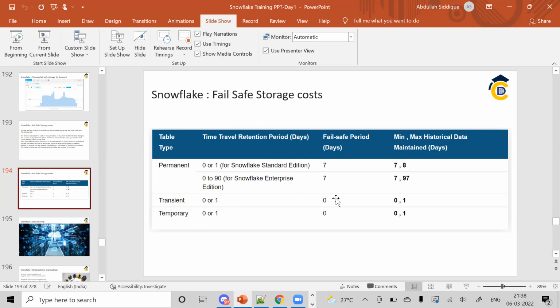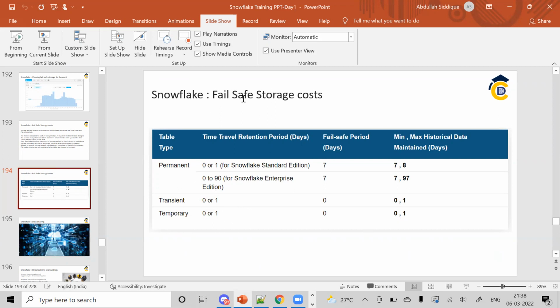Okay. And fail-safe, that is after your time travel retention period is over. For permanent tables, it is 7 days for both the editions. But for temporary and transient, there is no way you're going to recover your data at all after the time travel retention period. There's no way.